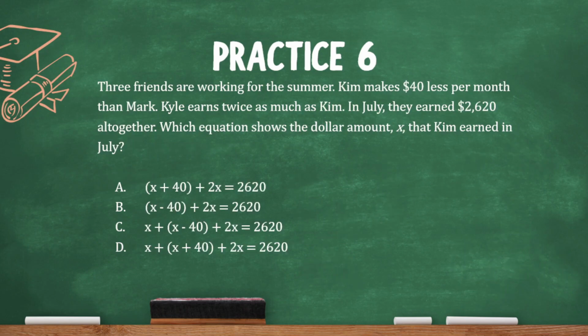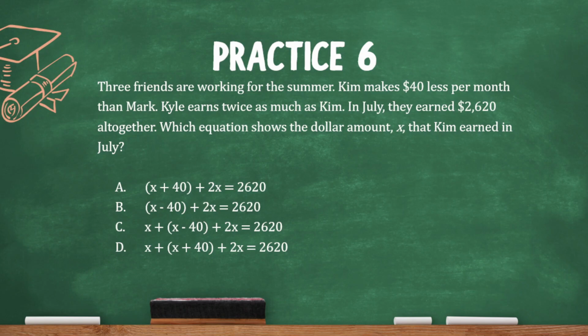3 friends are working for the summer. Kim makes $40 less per month than Mark. Kyle earns twice as much as Kim. In July, they earned $2,620 altogether. Which equation shows the dollar amount X that Kim earned in July?